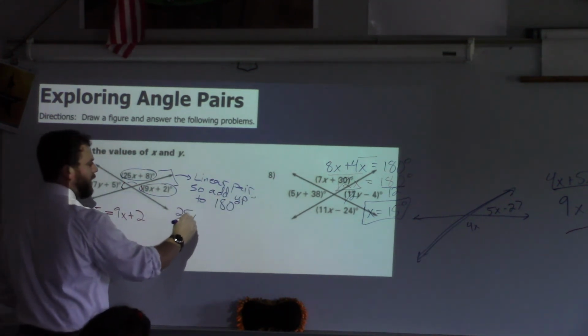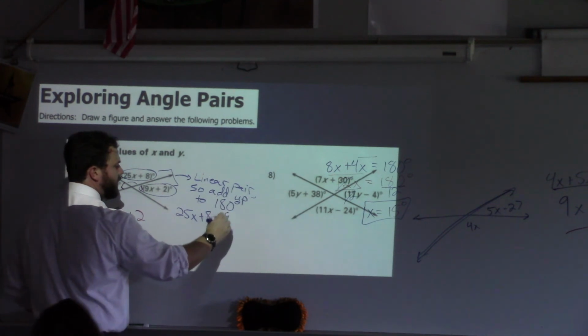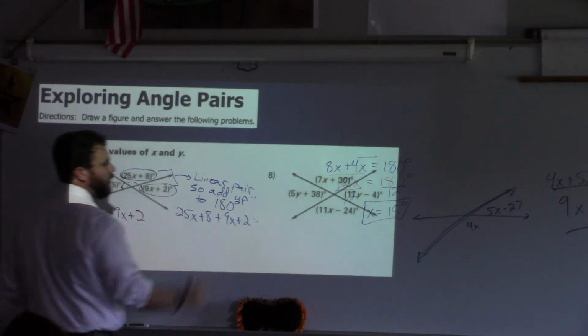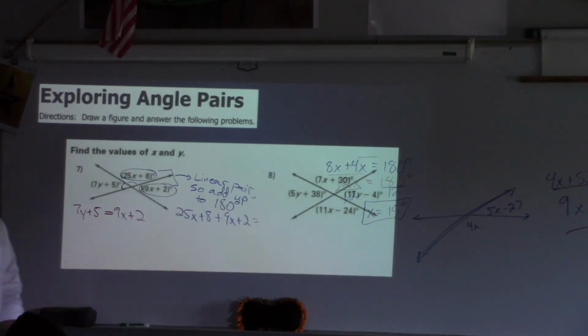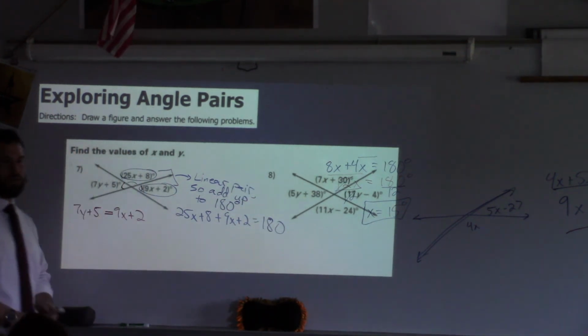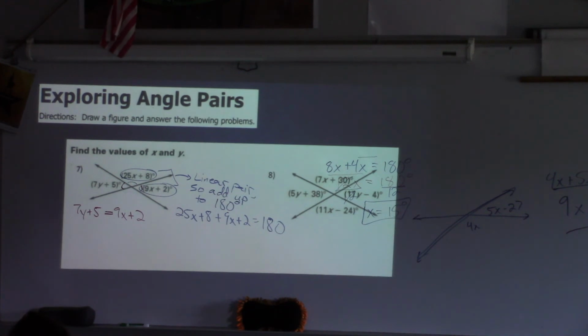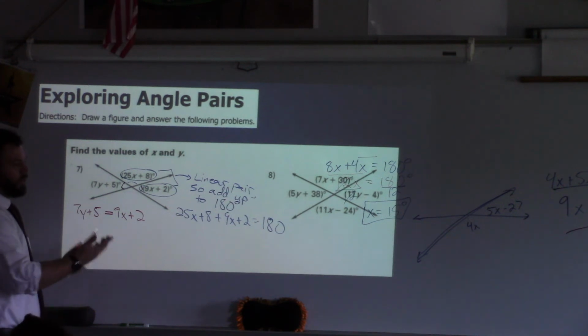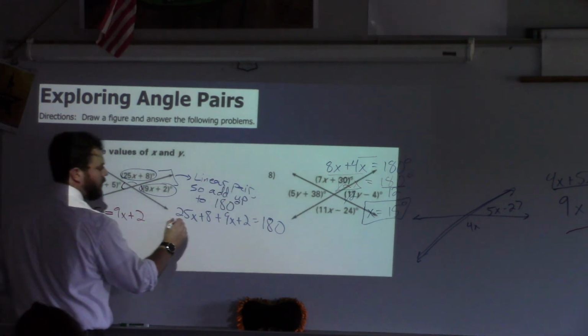So 25x plus 8 plus 9x plus 2 is equal to what? 180. This is why we would spend time learning how to solve equations again. This is one of the things that we do in geometry. It is a little bit harder, but what do I need to do to get started? Combine like terms. Which ones? 25x and 9x.